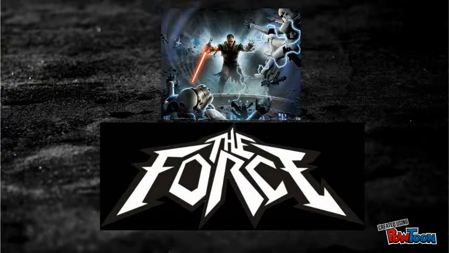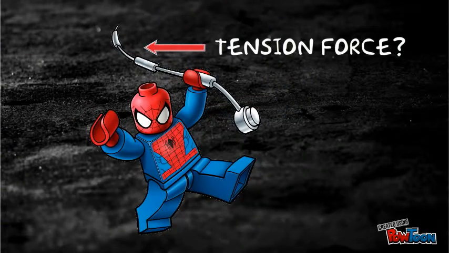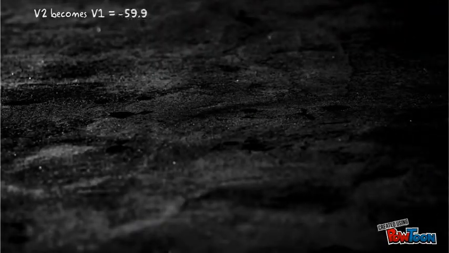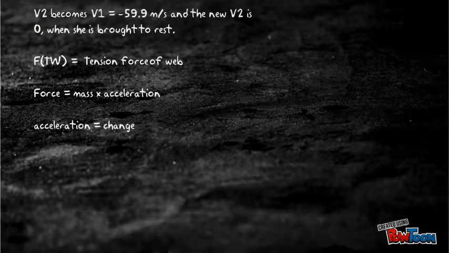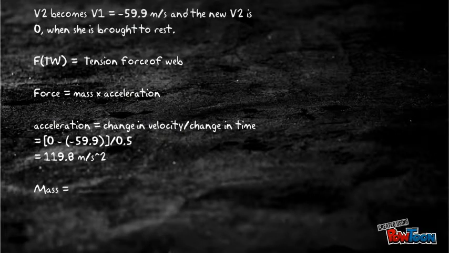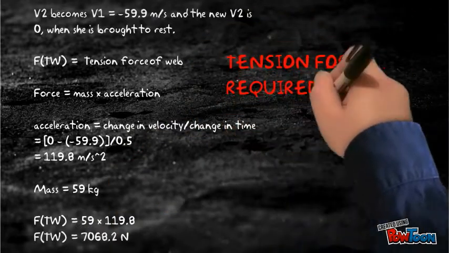Here, we will be solving for the tension force exerted on Gwen Stacy's body by the web. To solve for the force required to bring her to rest, we will use Newton's second law. Force is equal to mass times acceleration. In the movie, it takes about half a second for her to stop, and so we can calculate our acceleration. So the tension force required in order to stop her is 7,068.2 newtons.